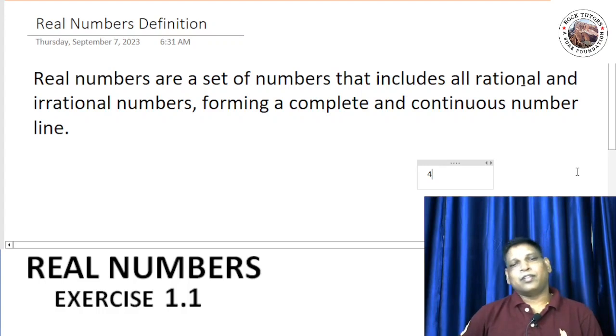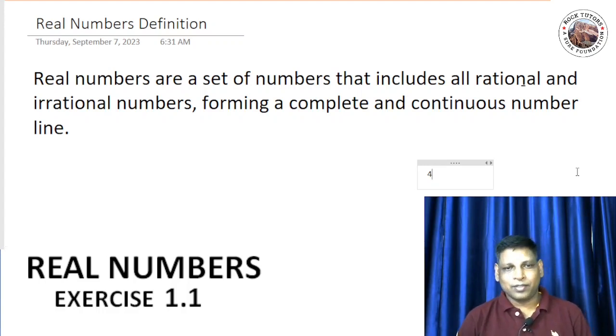Today I am going to discuss real numbers. So what do you mean by real numbers? Real numbers are a set of rational and irrational numbers. We'll see the definition once again. Real numbers are a set of numbers that includes all rational and irrational numbers, forming a complete and continuous number line.